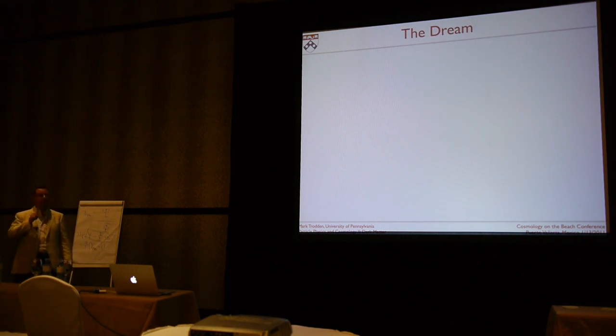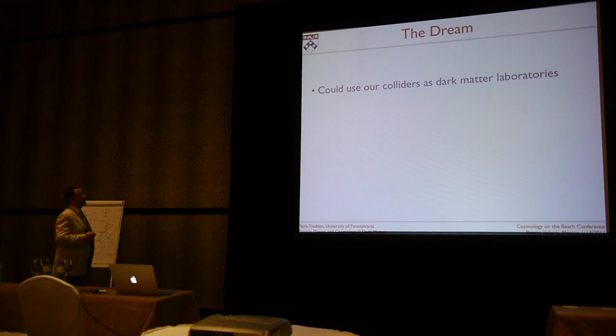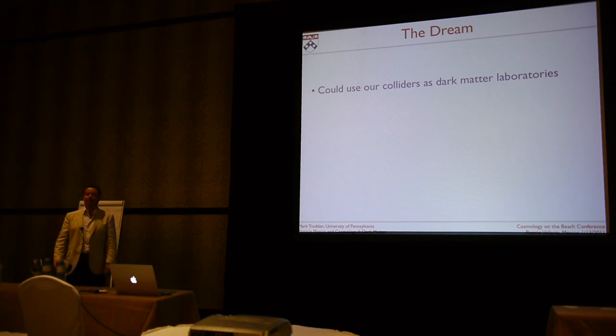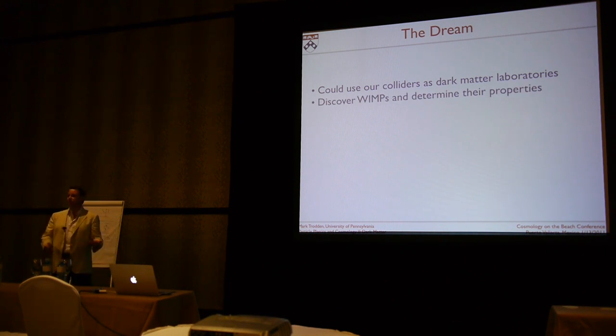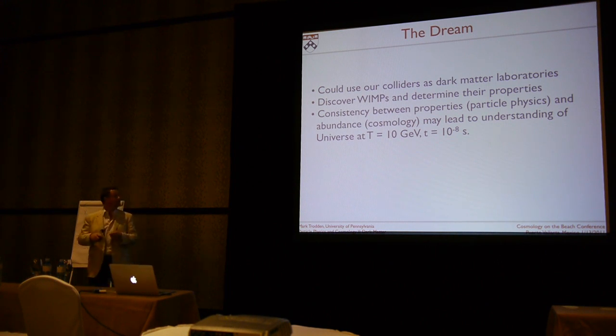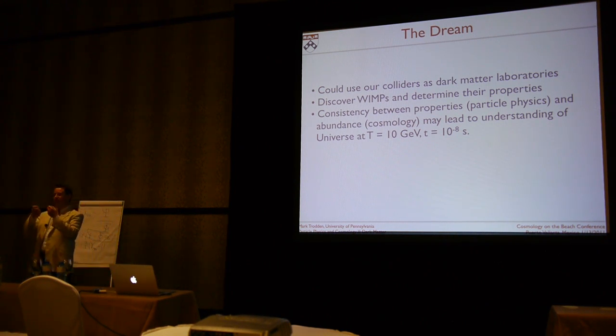So what's the dream? The dream is that you turn on your colliders, you find the Higgs and what breaks electroweak symmetry and all those things that particle physics is fascinated by. But most importantly, perhaps for this audience, you might be able to use them as dark matter laboratories. So you might discover WIMPs, if they're of the form that I just told you, and you can determine their properties. The hope is that the consistency between the particle physics properties, their cross sections that you could measure exquisitely well at colliders, and their masses, lets you figure out precisely what the freeze-out abundance should be. And then you go measure their abundance in cosmology, and the hope is that these things agree.